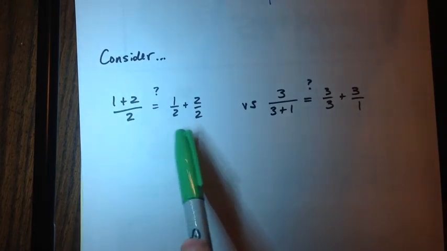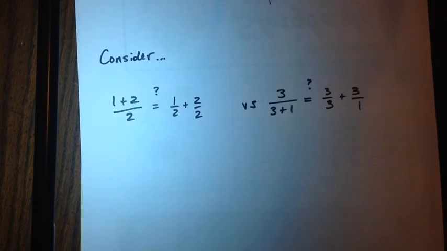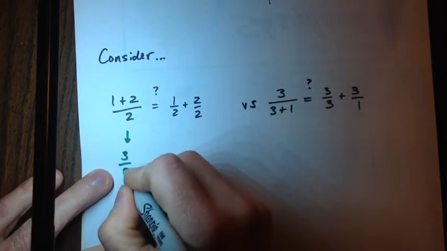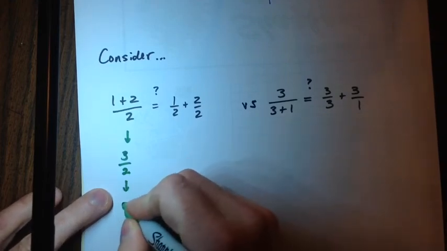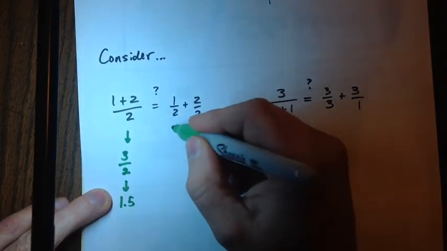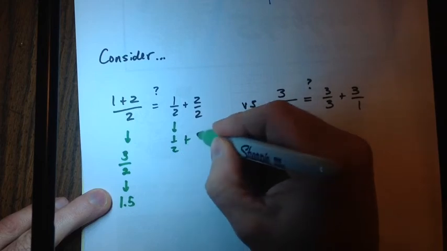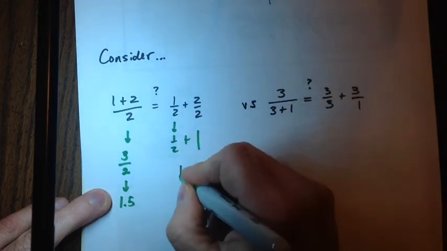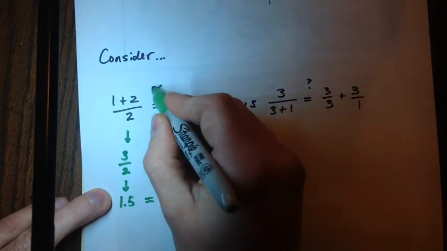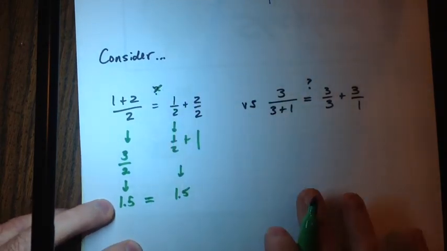My question is, are these two things equal? If you take a minute and look at it, you'll probably recognize it is. If I just add the numerator, I get 3 divided by 2, which is the same as 1.5, or for those of you that like decimals, 1.5. If I break it up, this becomes a half, this becomes 1, half plus 1 is 1.5. I do get the same thing, so we know that these are equal.